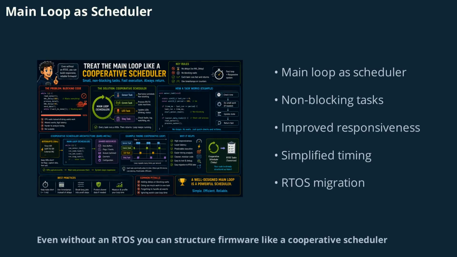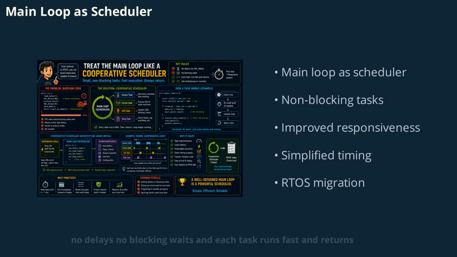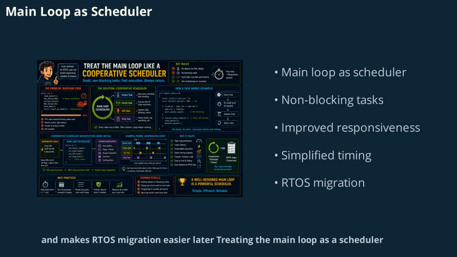Even without an RTOS, you can structure firmware like a cooperative scheduler. Break logic into small non-blocking tasks executed from the main loop. Key rules: no delays, no blocking waits, and each task runs fast and returns. This approach improves responsiveness, simplifies timing analysis, and makes RTOS migration easier later. Treating the main loop as a scheduler is a powerful technique for embedded systems.